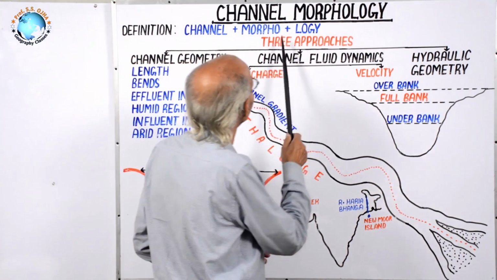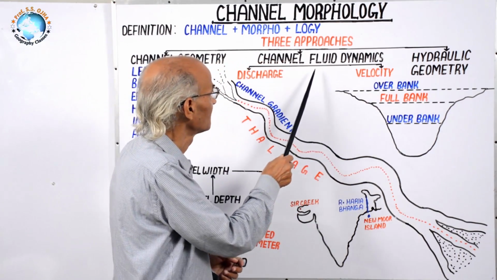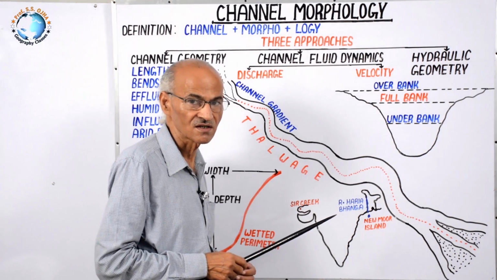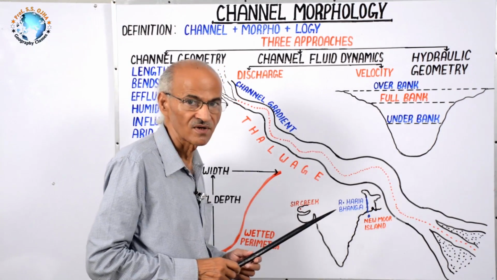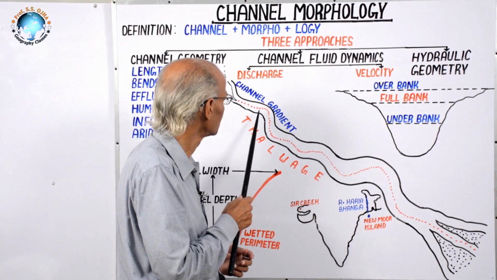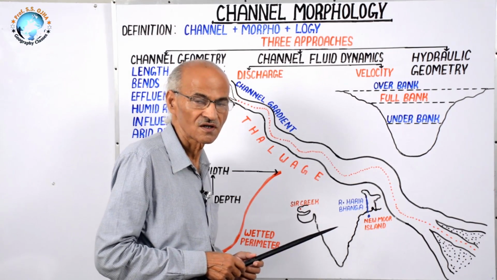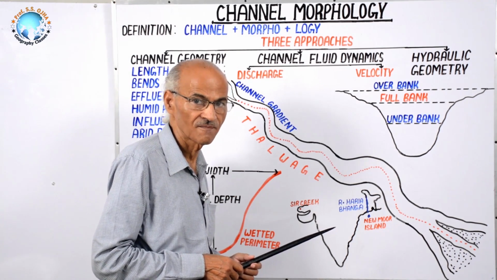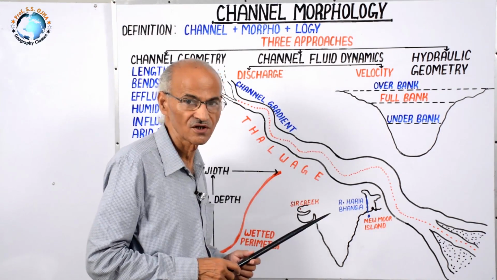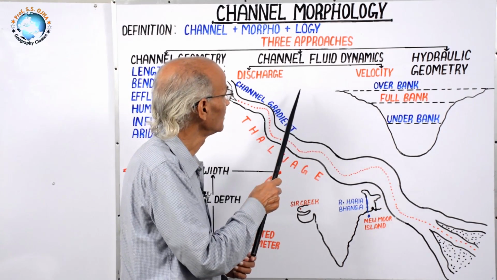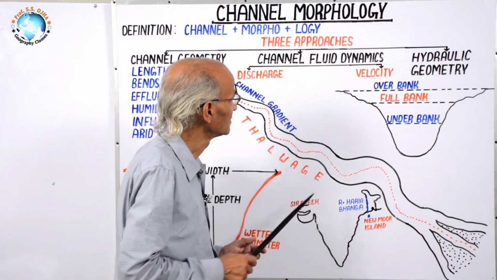The second aspect of channel morphology is channel fluid dynamics. In a channel, there is liquid water, not solid or ice, and that fluid also has dynamics. Dynamics means it is not stationary; rather that water flows and erodes the river headward, vertically, laterally and mouthward. So this is fluid dynamics. To calculate fluid dynamics, we have to study two parameters. One is discharge, second is velocity.